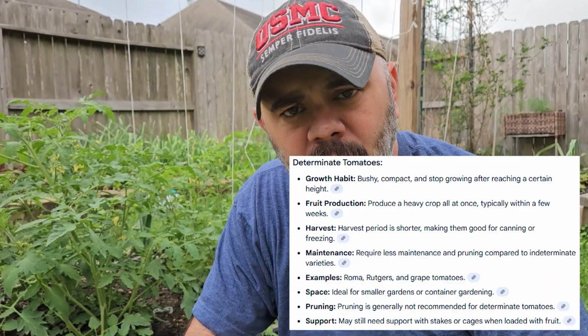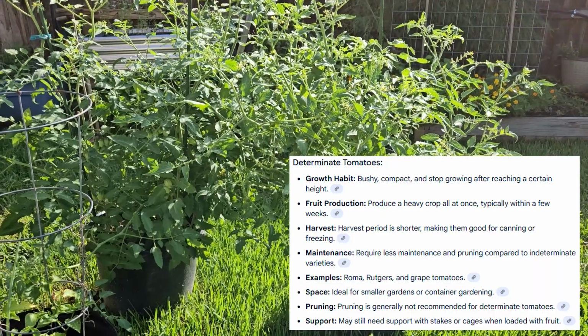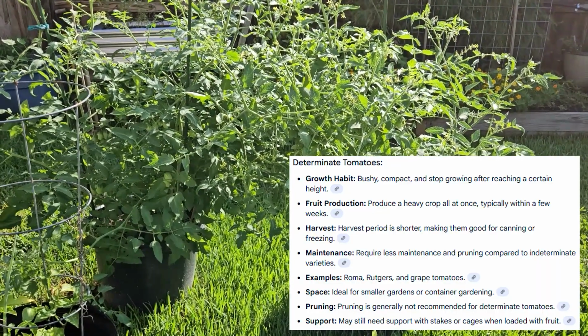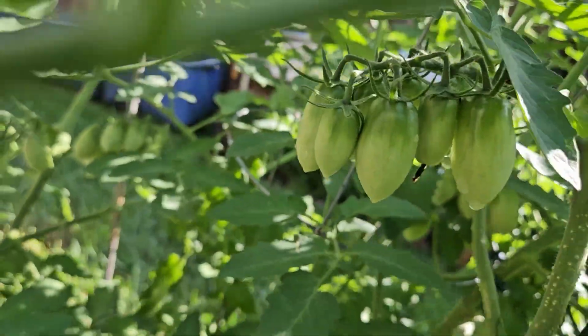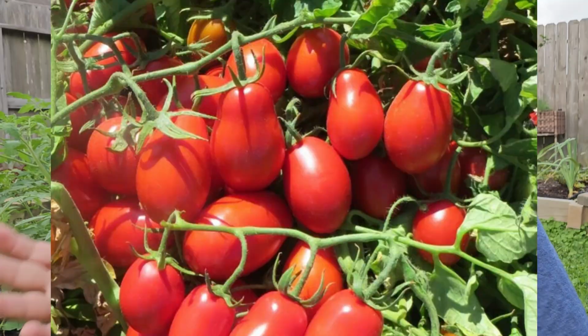Now, a determinate variety of tomato is like these right here, and they're more of a bushy, compact, smaller tomato plant that normally puts on just about all of its fruit at the same time, within a week to 3 weeks of each other, and then it's pretty much done. It's time to get rid of it. Those types of tomato plants are great for succession planting. Plant one today and in 2 weeks plant another, and in 2 weeks plant another. That way you constantly have different plants ripening at different times. Those are also great for canning and tomato pastes, like Romas.